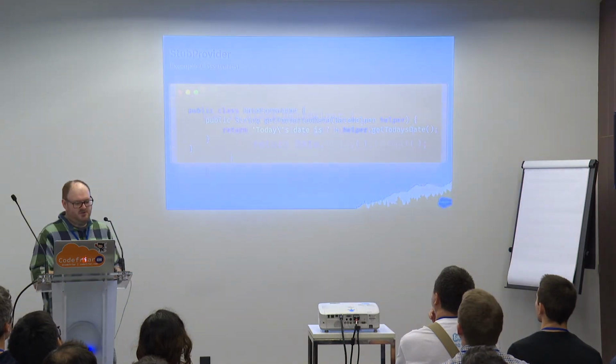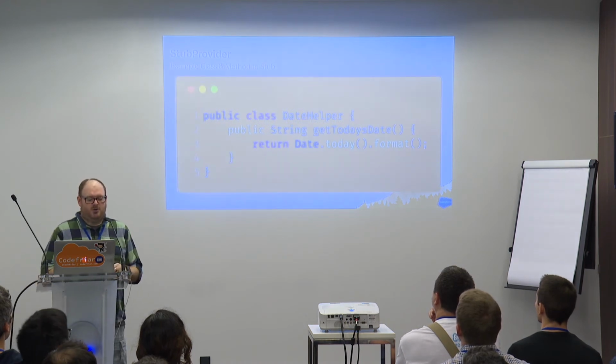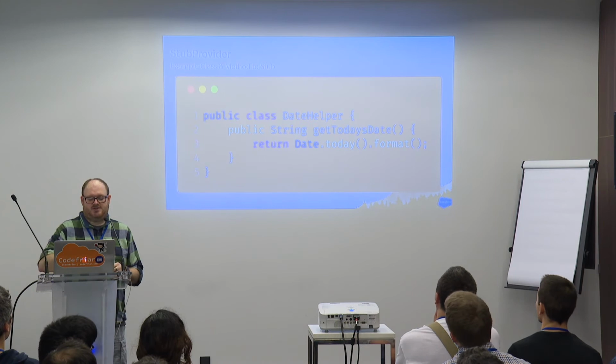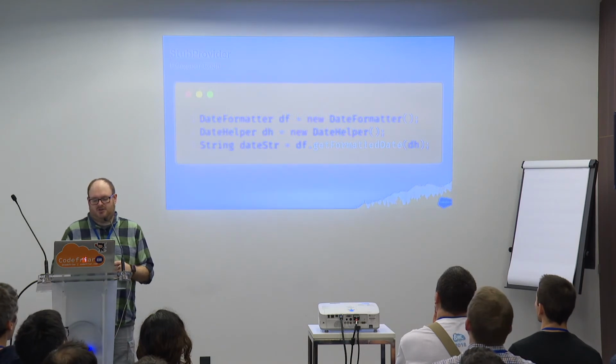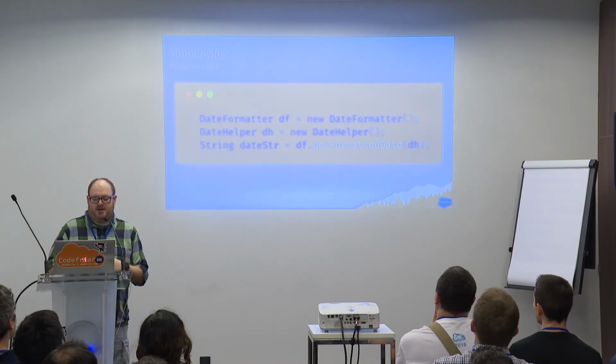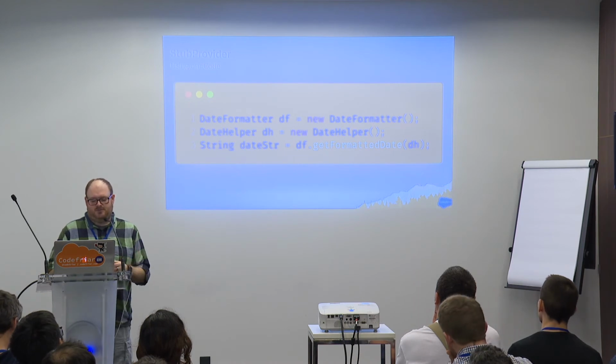Okay, this becomes crucial because the next thing we're going to do is create our class, date helper, and we're going to create a stub for it, in which case we've got our method here, get today's date, that's all we're doing. And we're going to create a stub that uses it, and it's going to look like this. Date formatter, date helper, and we're going to call our string to get date formatted date.